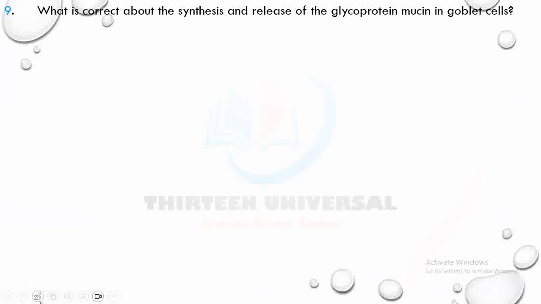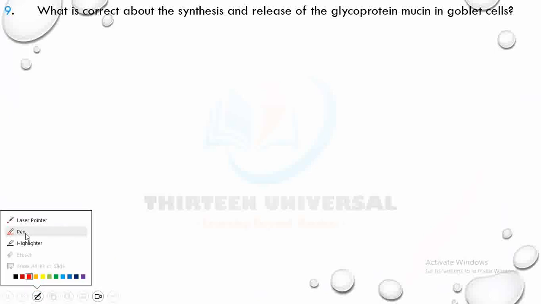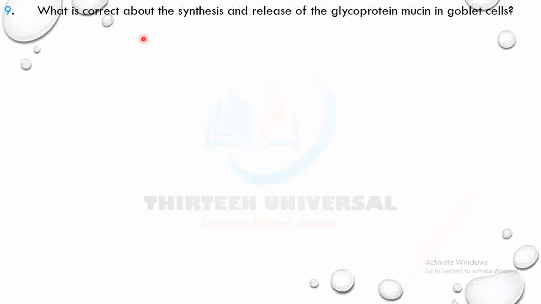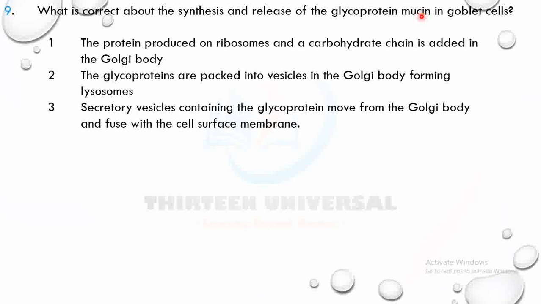Okay, let's run fast. We spent a lot of time there. It says, what is correct about the synthesis and release of the glycoprotein mucin in goblet cells? Number one says the protein is produced on ribosomes and a carbohydrate chain is added. That's what happens in the Golgi body. To form a glycoprotein, you have to add carbohydrate to protein, so number one is correct. Number two says the glycoproteins are packed into vesicles in the Golgi body, forming lysosomes. Remember that.